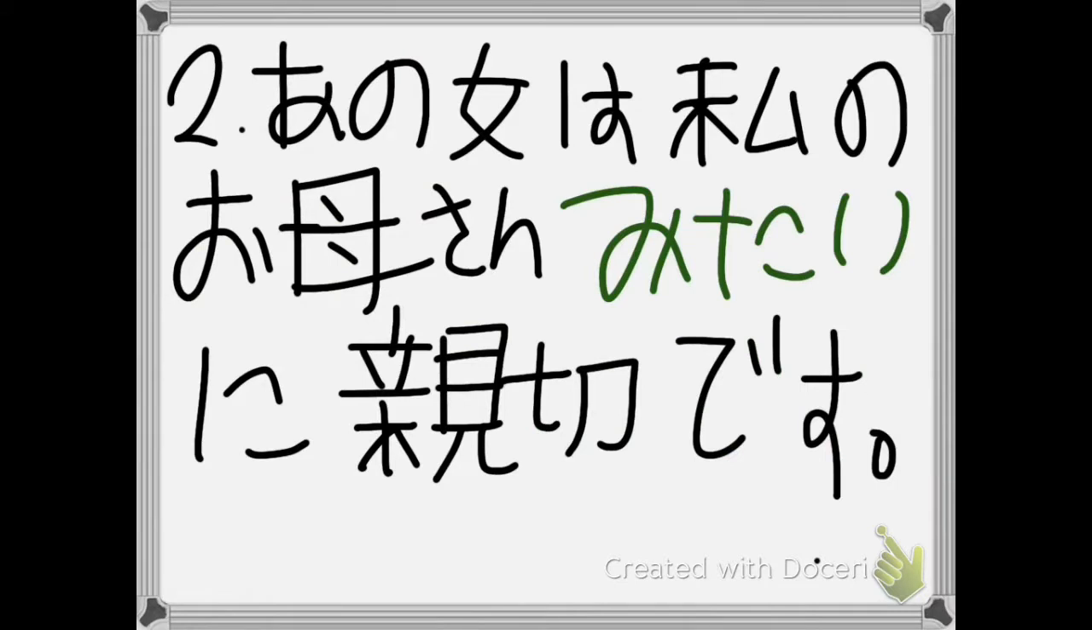Ano onna wa watashi no okasan mitai ni shinsetsu desu. That lady, that woman, is kind like my mother. So we are comparing ano onna to watashi no okasan, and a quality is added here.